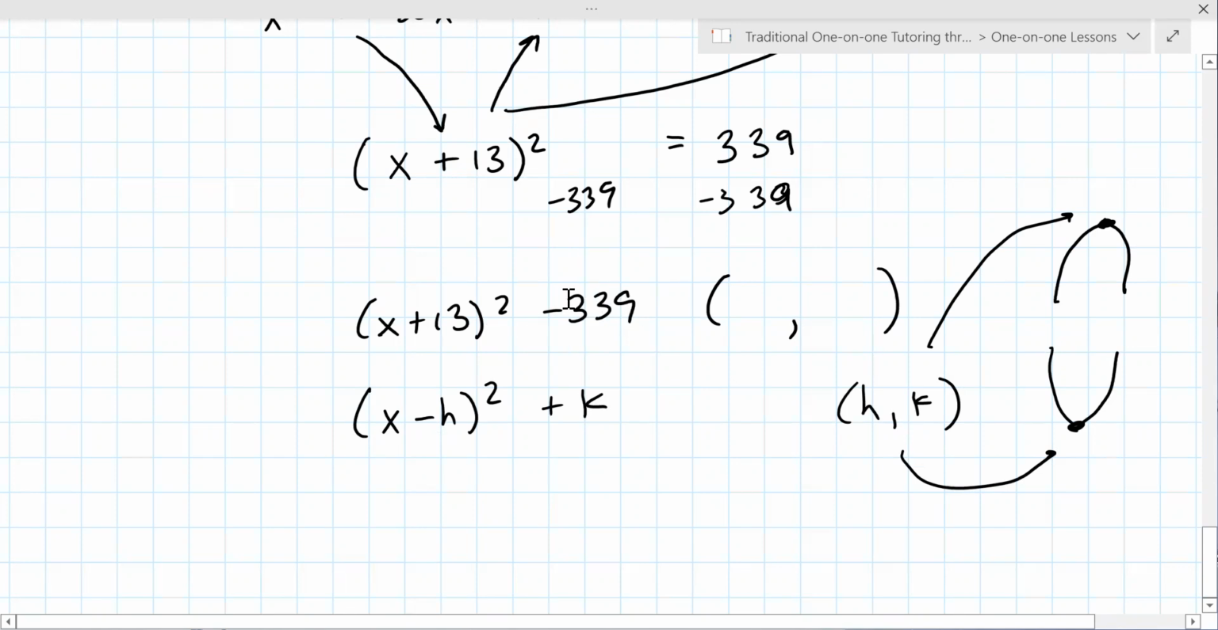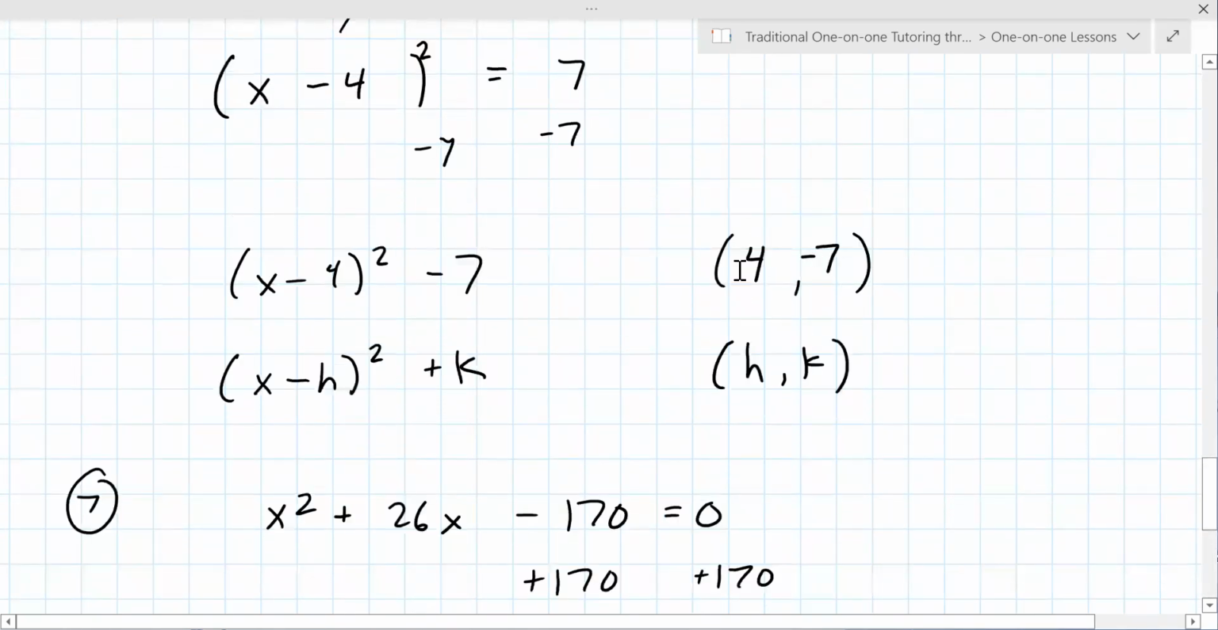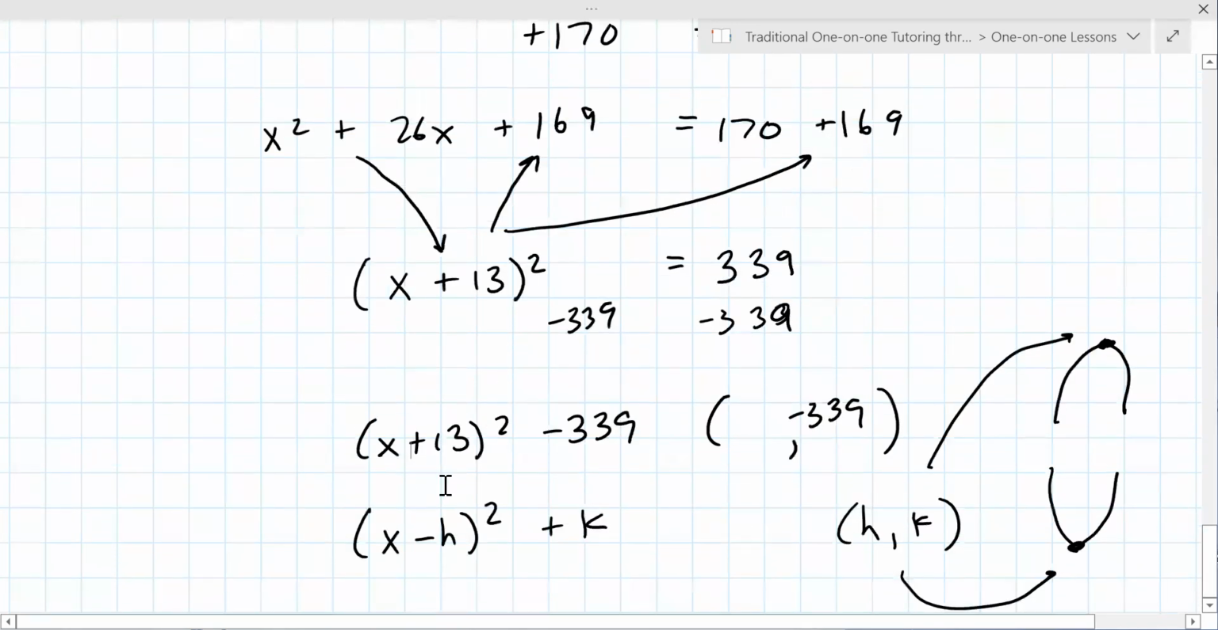So k in this case is minus 339. Okay, now h depends on the sign in here. If it's plus, it switches signs. In the previous problem, let's go back and look at it. See how h is 4 in the previous problem? It's because it's minus minus. They match up, so h is 4. But in your problem, it's minus h, but you have a plus. So you have to change the sign of that to make it negative 13.